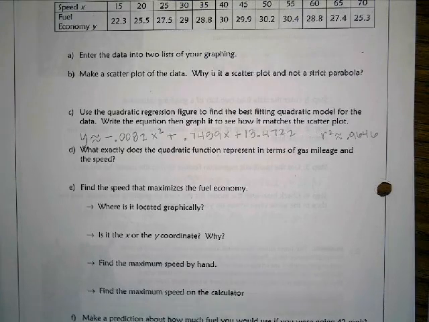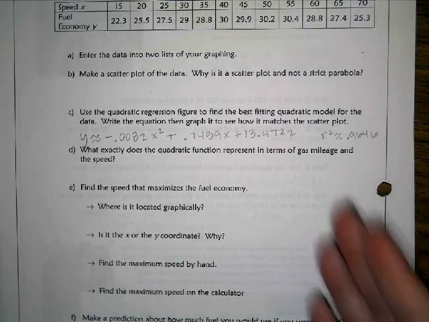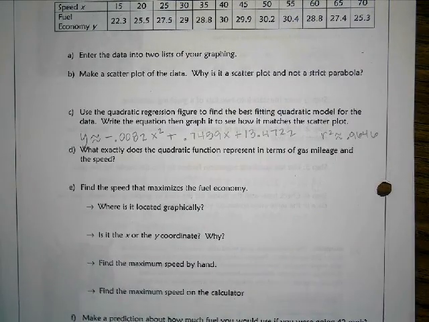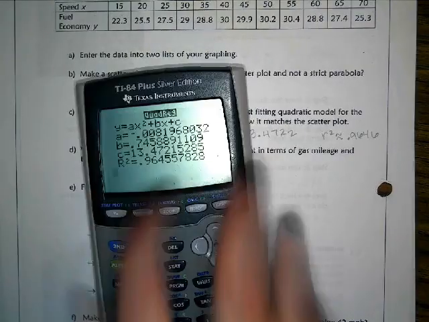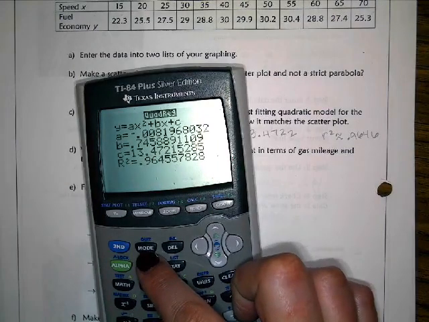Some worksheets will ask you for the r-squared just to see how accurate it is. Some of them won't. This particular worksheet has not asked us for it, but it's often good to write it down just so you know. If you didn't get it, it's because you didn't hit the mode and turn the stat diagnostic on. Good question.